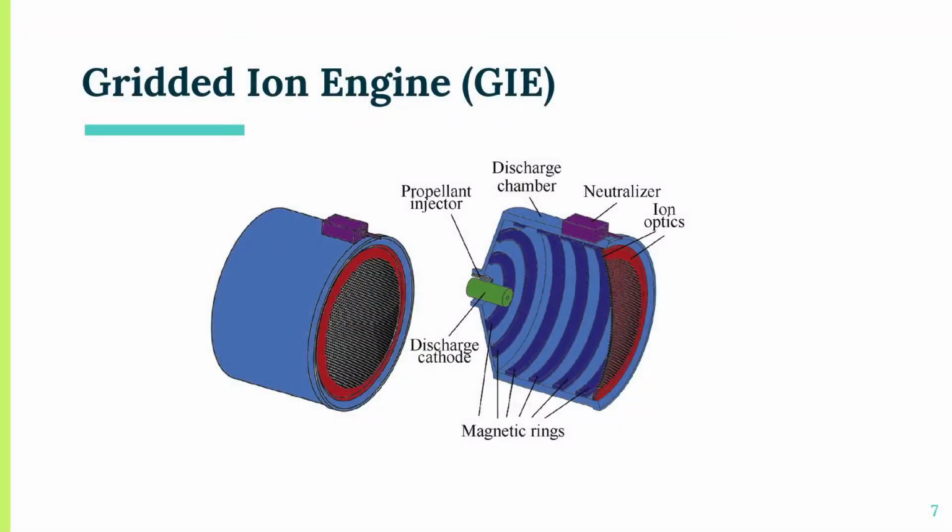Now we will see the gridded ion thruster, GIT. The components of the GIT are: the green tube shows the discharge cathode, the dark blue lines show the magnetic rings which are used inside the box, and the ion optics are shown in the red circular tube, or we can see the plate. Behind that, one neutralizer is used, and the blue circular tube is known as the discharge chamber, and propellant is injected just above the discharge cathode.